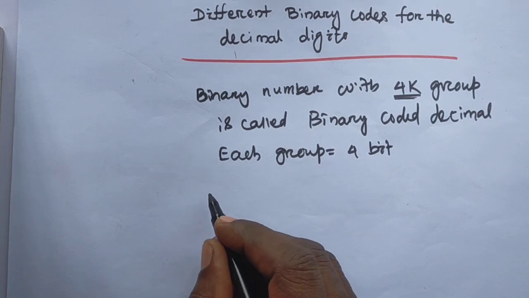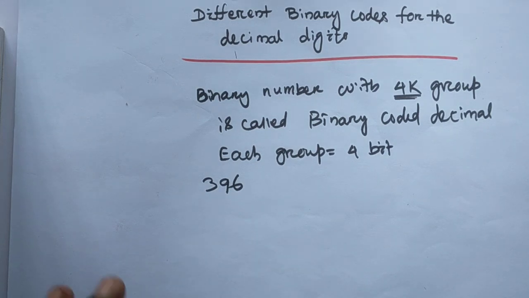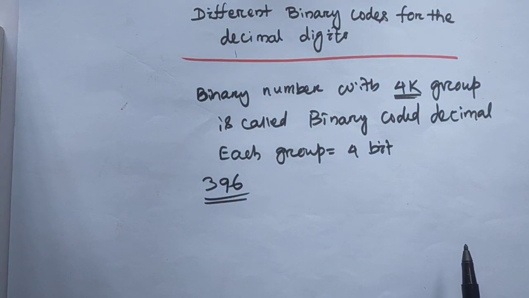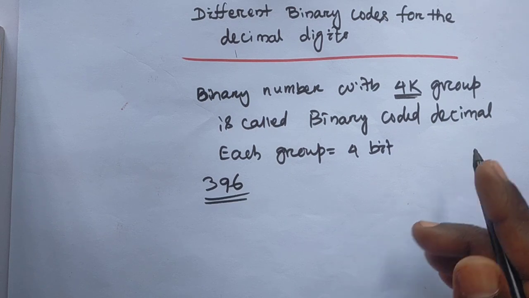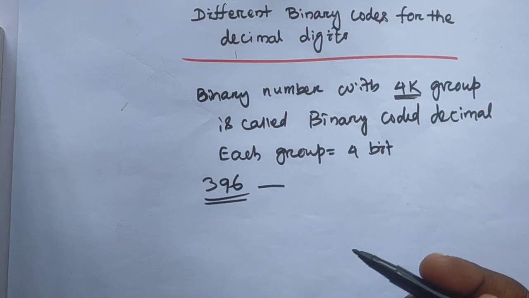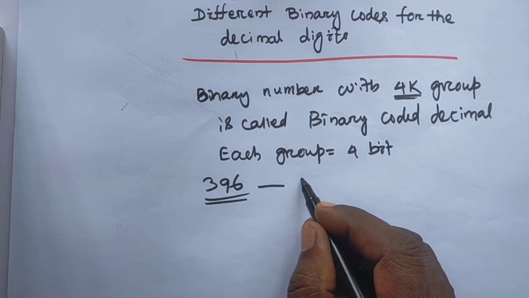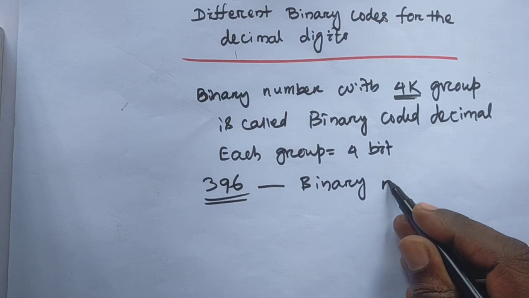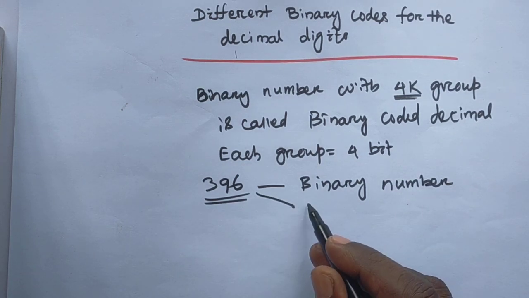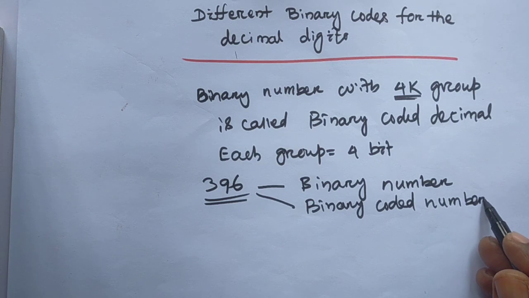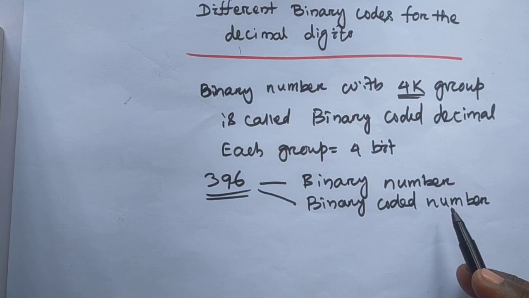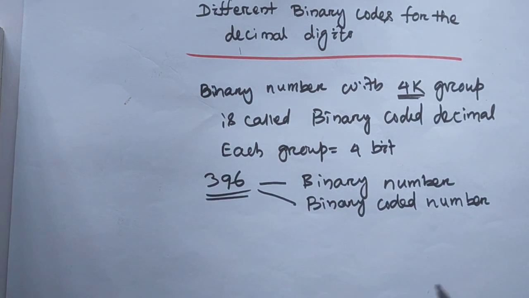For example, suppose 396. If we go through this number, there are two kinds of forms we can create. One form is the binary number, and another form is the binary coded number. For the binary number, just divide by 2 repeatedly and take the remainders to get 0101 something. That is the binary number. We have already discussed that part.